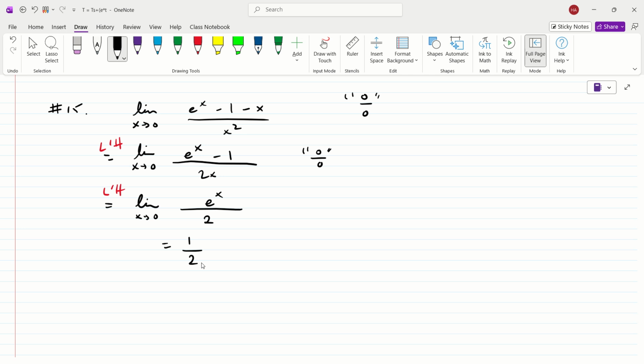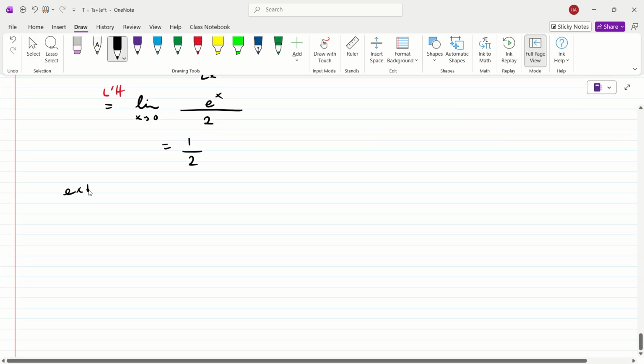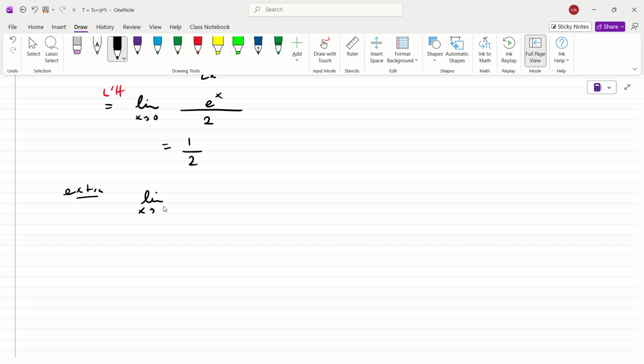So this process works when you have limits as x goes to a constant, and you have the indeterminate form 0 over 0. It also works when you have limits as x goes to infinity or negative infinity. In this next example, let's look at the limit as x goes to infinity of x times the sine of 1 over x.